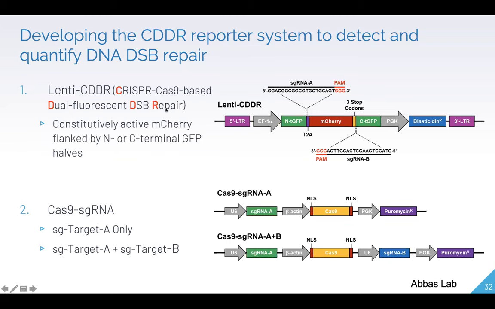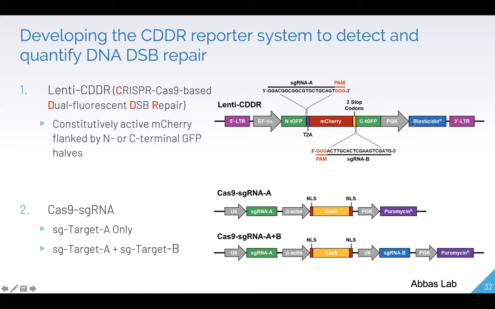double-strand break repair reporter. So the CDDR reporter expresses mCherry from a strong promoter, but flanking the mCherry are two halves of the GFP. And then flanking the mCherry, you have two important sites that we engineered that can be recognized by a small guide RNA if you also express Cas9 endonuclease in these cells. So you can make a stable cell line with this construct by infecting them with the virus expressing this construct.